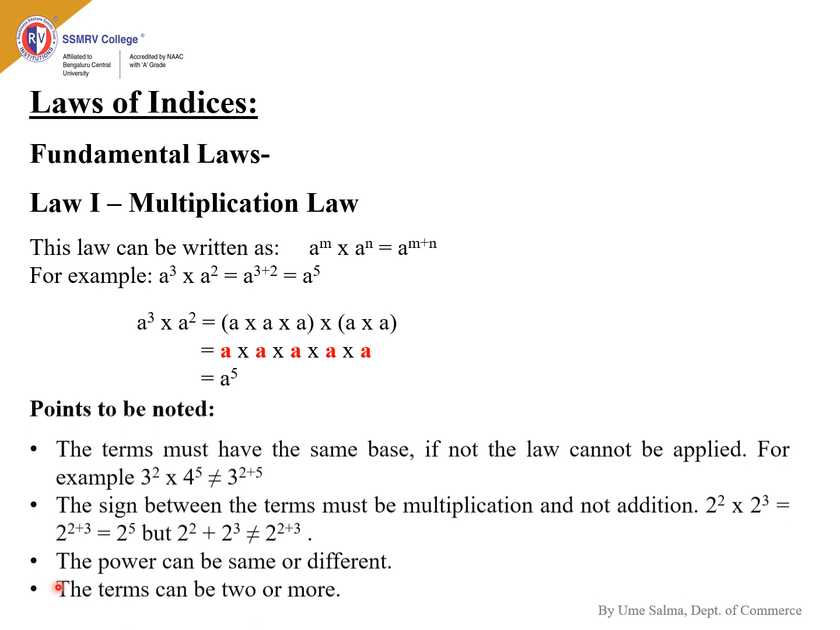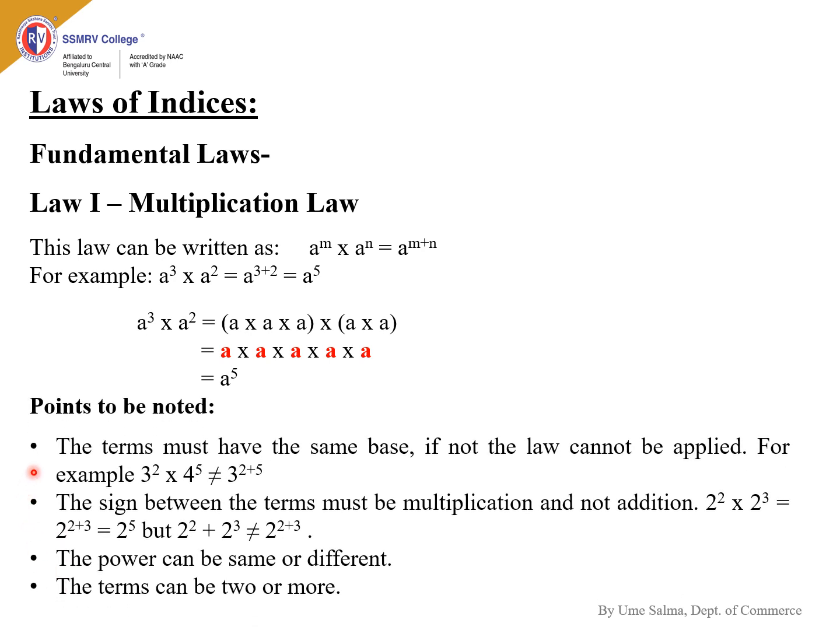Okay, points to be noted. Here are a few points which we have to note, because this multiplication law has certain important points which will be applied. The terms must have the same base, if not the law cannot be applied. Here, as we have seen in this example, both the bases are the same, that is a. In this example, you have 3 to the power 2 into 4 to the power 5, where 3 and 4 are two different bases. So that is not going to be equal to 3 to the power 2 plus 5.